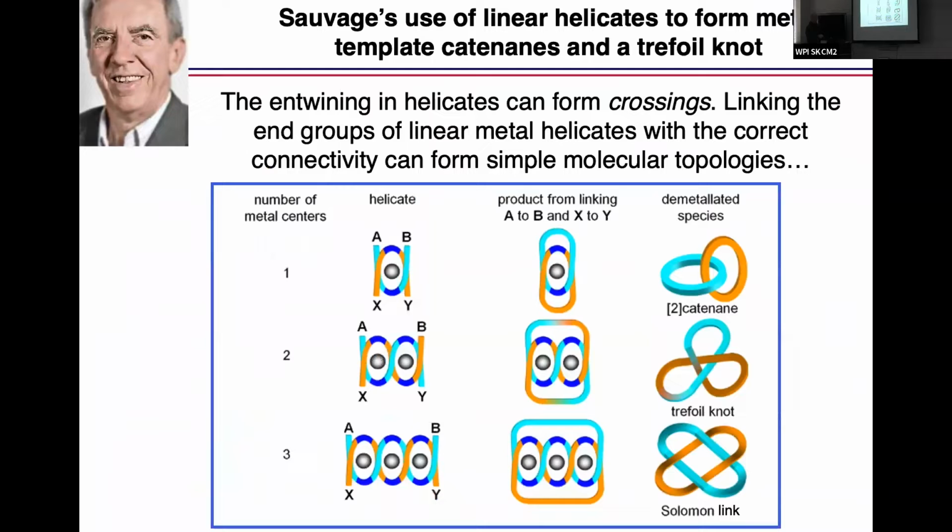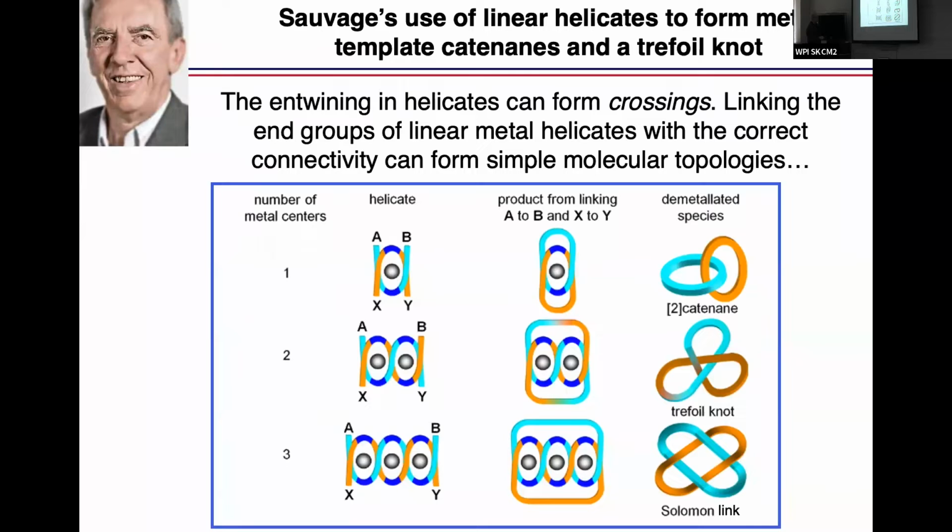who had come up with this great way of doing metal templated synthesis of catenanes, simple links by linking phenanthroline units to copper-1 ions. And if you close the N groups, A with B and X with Y, this will form a 2-catenane. And Sauvage realized that if you could form a linear helicate, and extend it to have 2 copper atoms, and you connected A and B and X and Y, then you would get a trefoil knot.